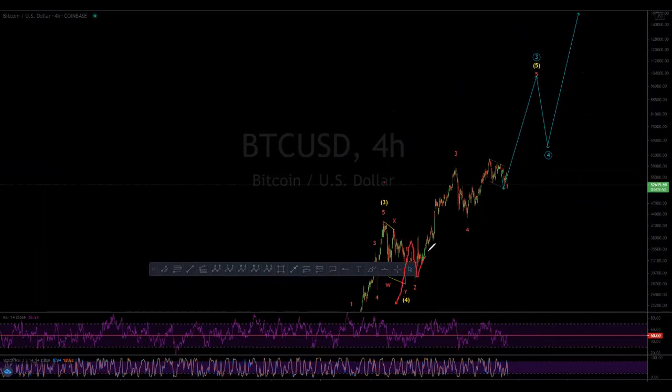So I'm looking at this here. This is a 1, 2, 3, and this is a wave 4 in a minor. So now I'm looking at this last leg for a wave 5. But that wave 5 is extended, so I'm looking at these internals here. I'll show you on the 1 hour rather.